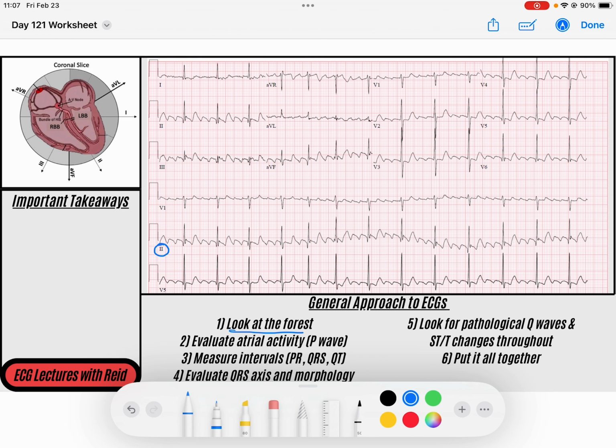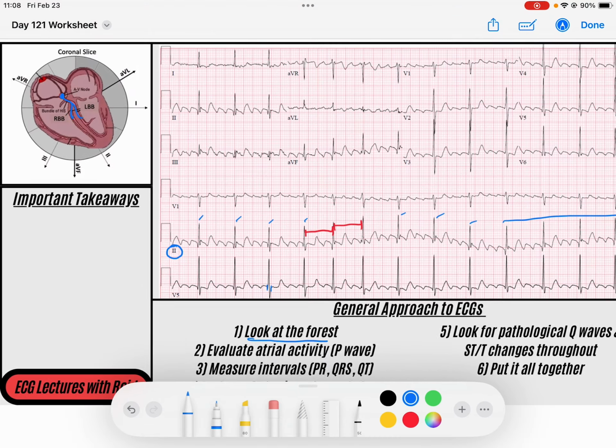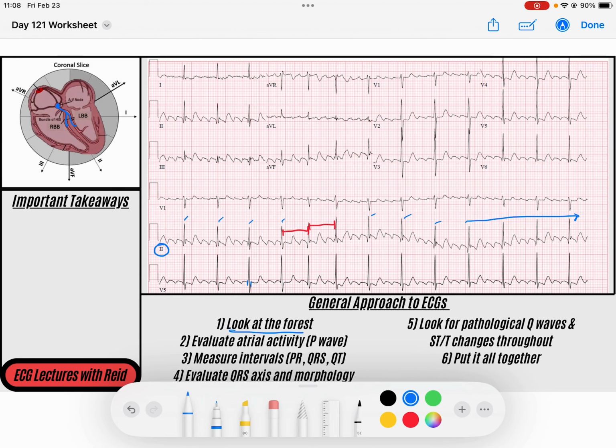So we have a narrow complex rhythm. It seems to be pretty regular, kind of marching along. You notice that it's a little bit irregular in the sense that this interval seems to be a little shorter, and so does this one. But the rest of them tack along at the same rhythm and rate. We think of narrow complex rhythms as arising at least from the AV node and being conducted down the His-Purkinje system, because it's a rapid ventricular depolarization, right? That's a narrow complex QRS.